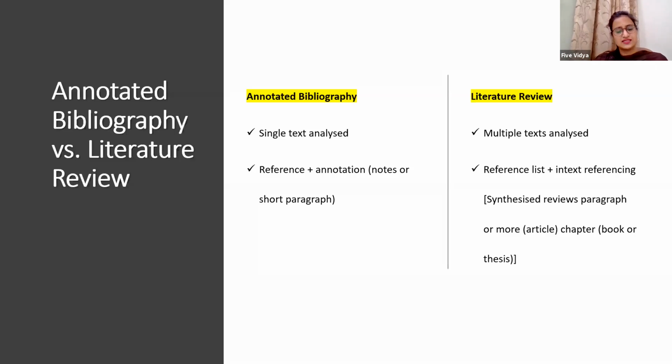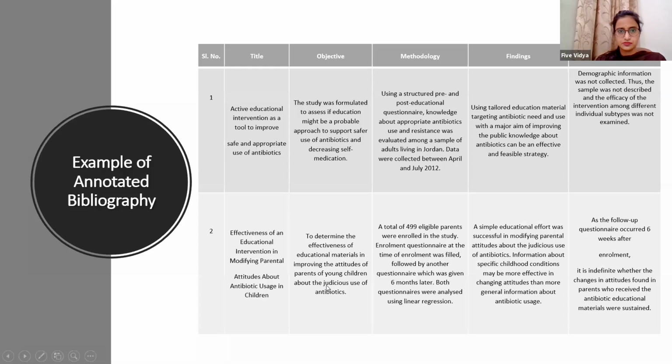Let's say you have 50 papers. You are going to study one paper, and whatever key points you noted in that one paper that you studied, you are going to note down. I'll just explain this by an example. This is an example of an annotated bibliography. I have just pasted two reviews of two research papers.